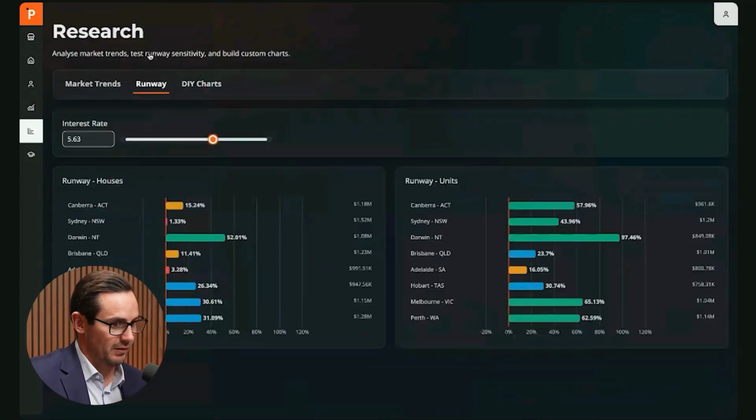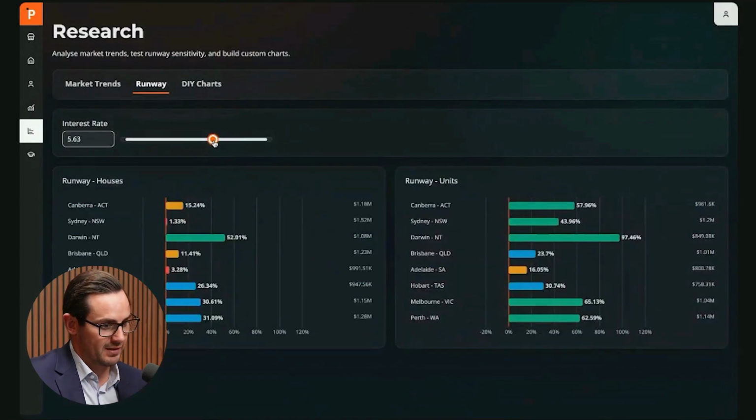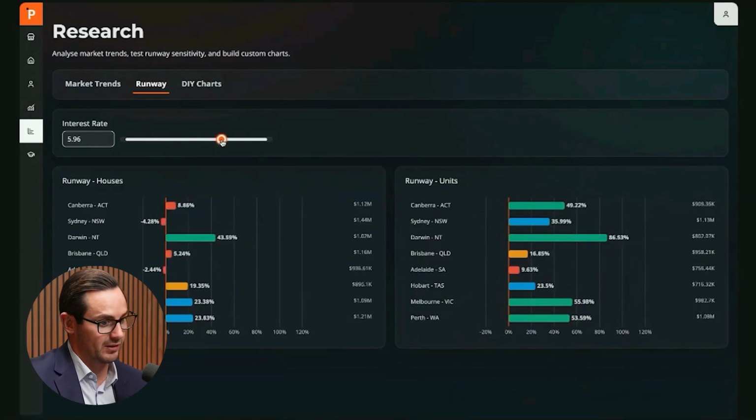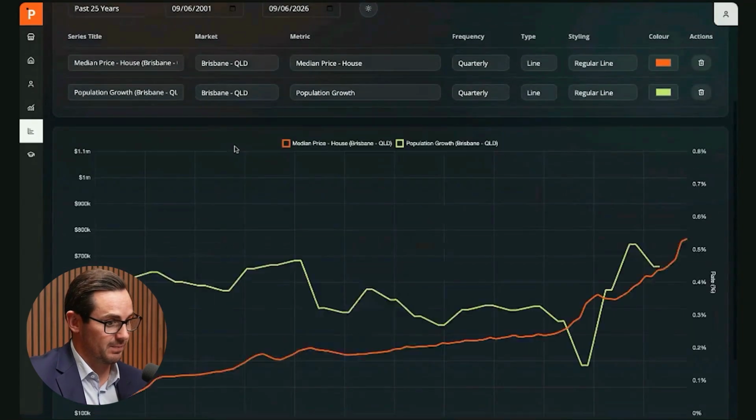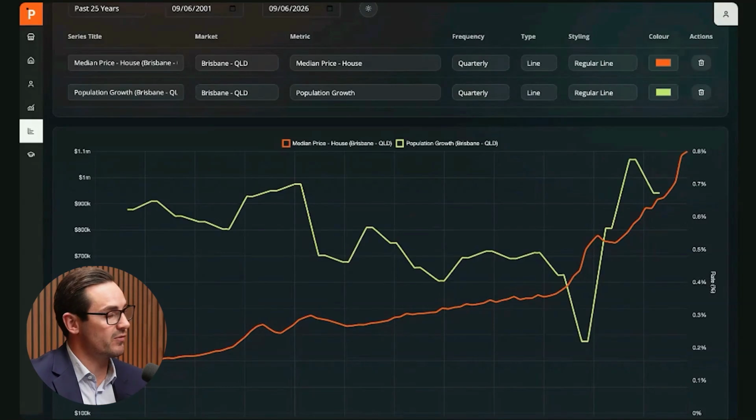And for those that love the runway data in terms of where interest rates are at, this is, again, you can start to track this based on where you personally believe interest rates will land. This is our runway data, with interest rates at 6.24 at the moment. You can start to see where we see the runway in both houses and units across the market. So market trends, runway data, and do-it-yourself charts. Like I said, our listeners, I think, will have a field day with this, because you can really start to form some opinions and views based on this data.